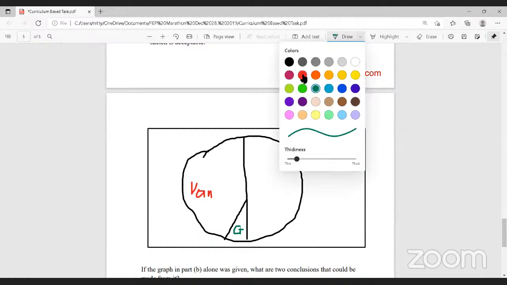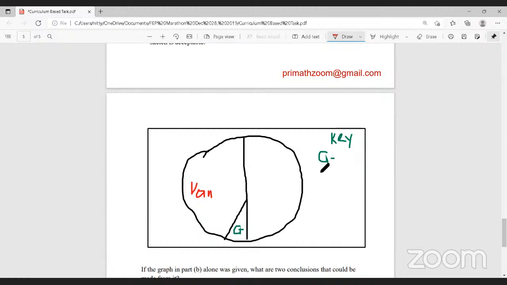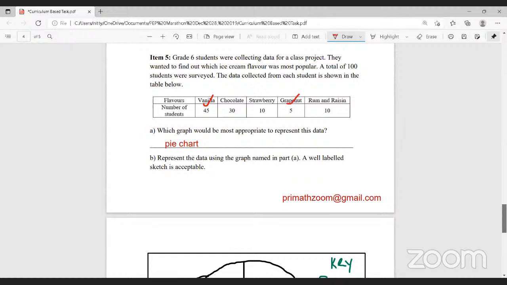So you have to make sure your key is there. If your key is not there, then that means nobody can understand your pie chart, so I can do that, and I can type vanilla, the whole word vanilla and so on. Let's now look at another flavor ice cream.